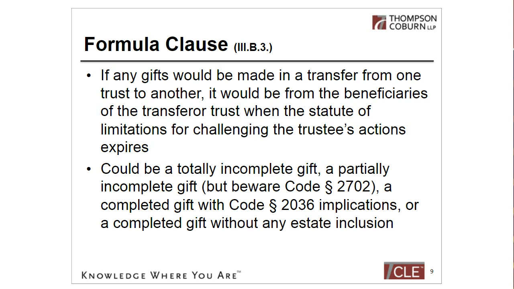Well, if you have something like that, then Code Section 2702 says you don't get to count your retained beneficial interest. So then your gift is the value of your entire beneficial interest in the old trust. So that's another possibility. Another one is maybe you've made a totally completed gift, but because you're a beneficiary of the new trust and you have some interest in the new trust, Code Section 2036 would apply. So that's another option. And, of course, a final option might be that the beneficiary of the old trust is not a beneficiary at all in the new trust, and therefore it's a completed gift without any estate inclusion. So you can have all of those scenarios.